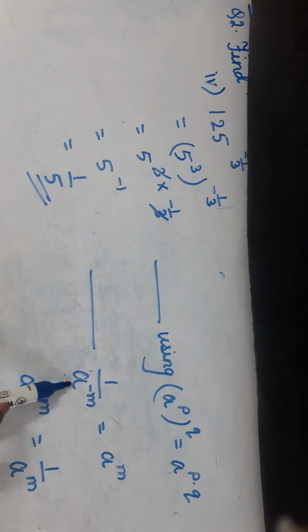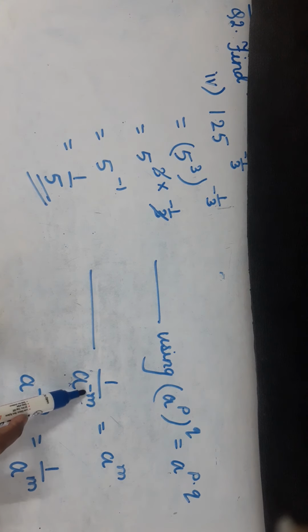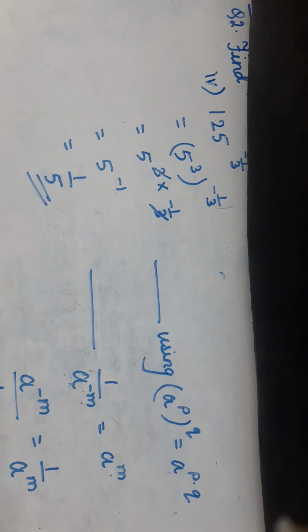Now see, this a raised to minus m, you are taking it in the numerator. So its power was negative, it became positive. So here a raised to minus m is in the numerator, you are taking it to the denominator, so its power is changing from negative to positive. So simply remember, when you are taking the number from numerator to denominator or denominator to numerator, the sign of its power gets changed. Okay.